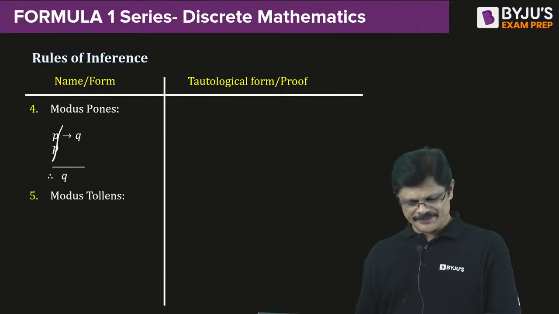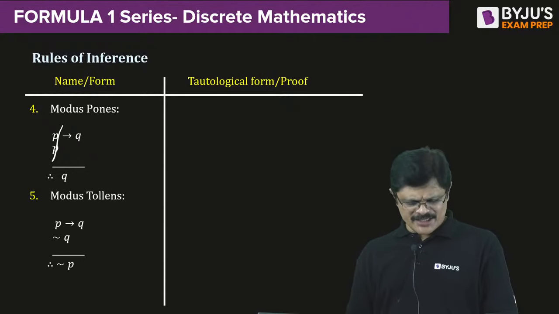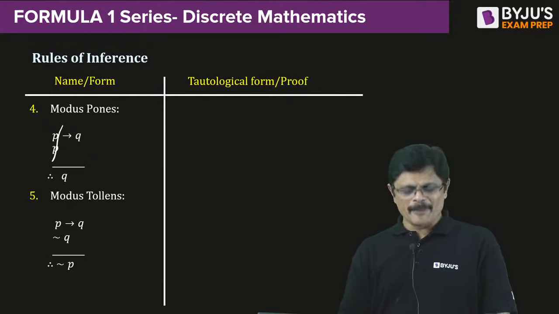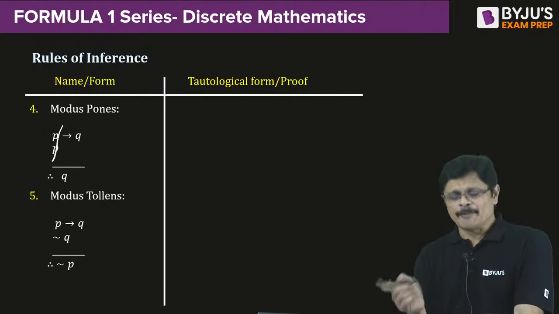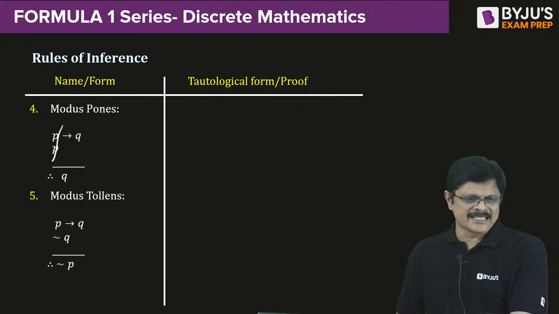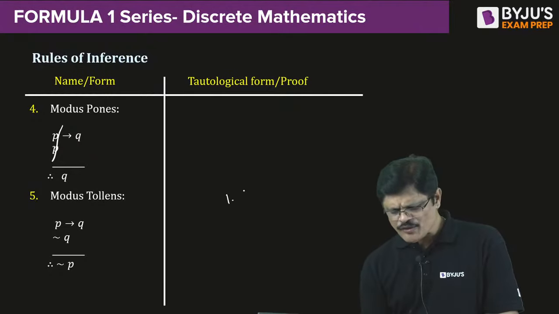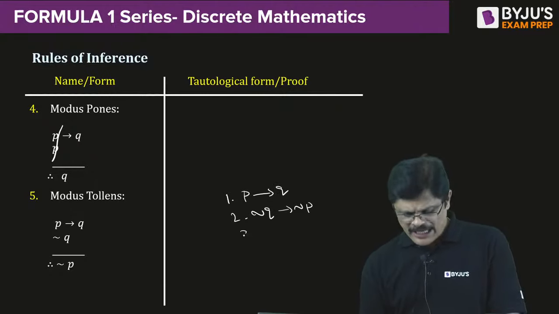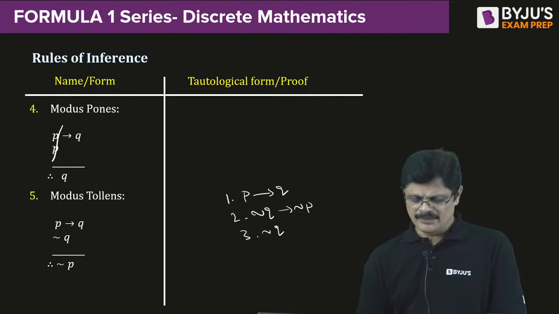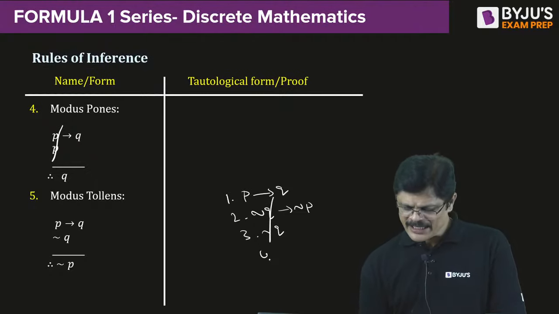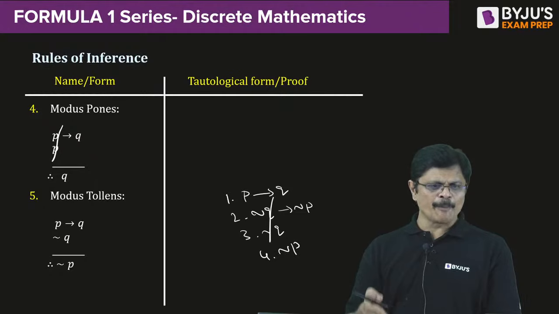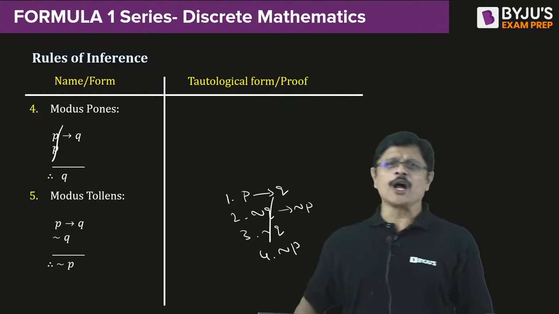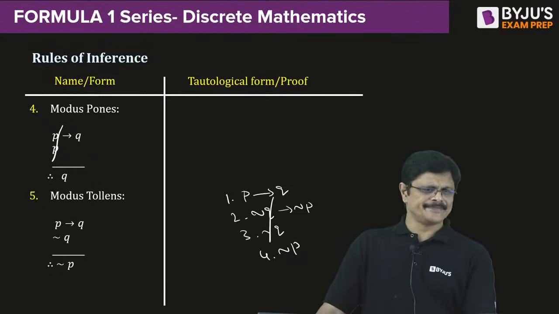So that is modus ponens, my dear friends, the rule of detachment. Modus tollens says what? P implies Q and negation Q. When Q is negated, the negation of P will be the answer. Actually, this follows from P implies Q. From this I can say negation Q implies negation P, which is the contrapositive, and negation Q is given. So these two cancel by modus ponens, and I get negation P as the answer. They are all proved like problems, my dear friends.